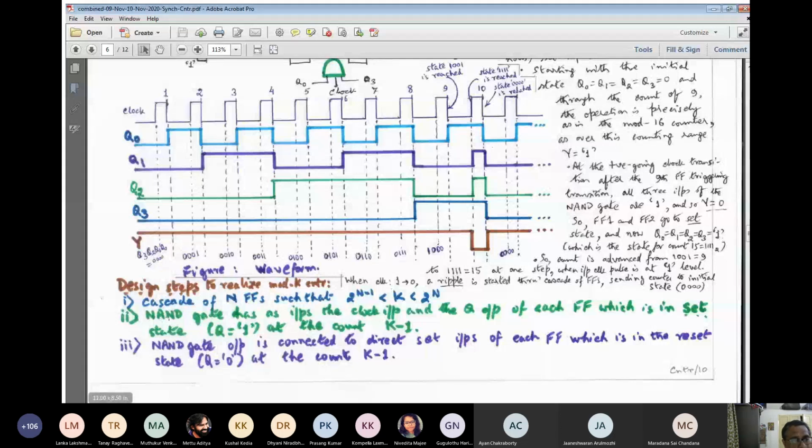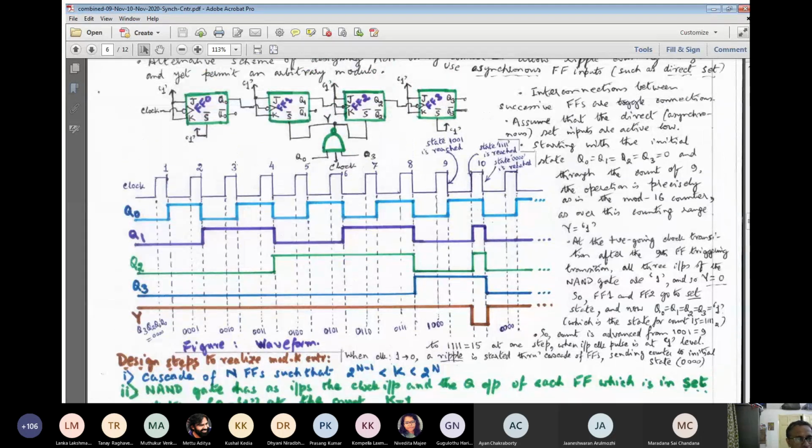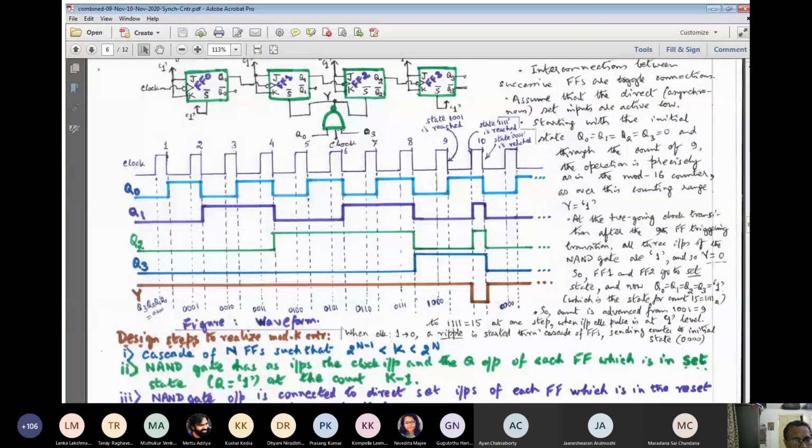The fan-in of the NAND gate will, however, be irregular. That means we cannot predict it; depending on our need, we have to take it. The NAND gate has as inputs the clock input and the Q output of each flip-flop which is in the set state at the count K minus 1. Here, for example, K equal to 10. So at the count 9, whichever flip-flops are in the set state, namely Q0 and Q3, will be at set state when the count 9, namely 1, 0, 0, 1, appears. So those flip-flop outputs should be connected as inputs to the gate.